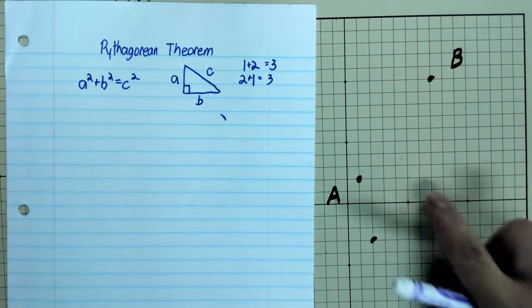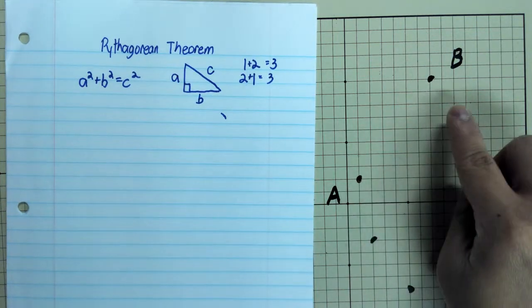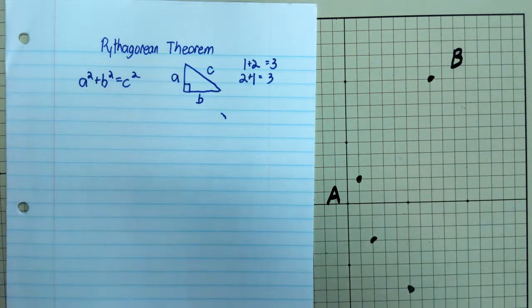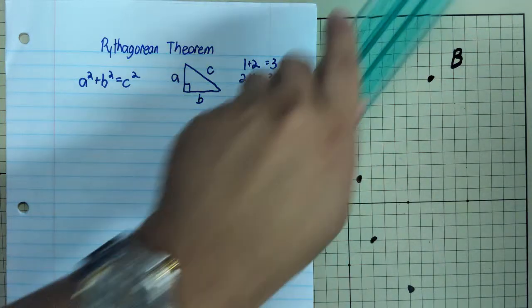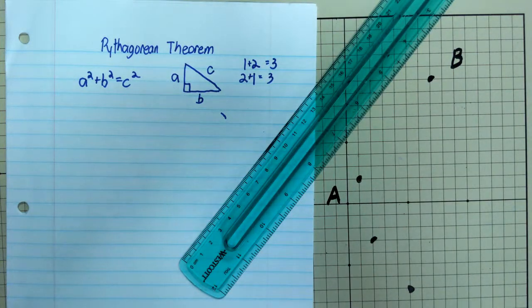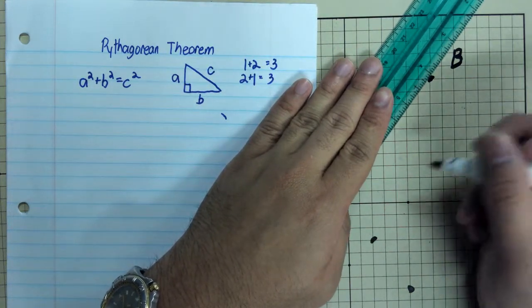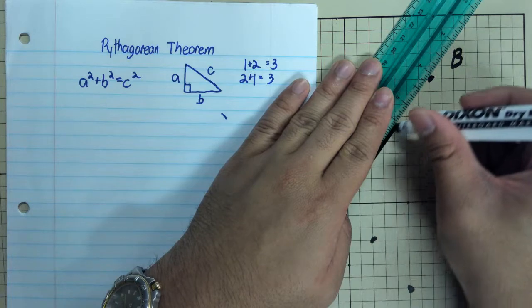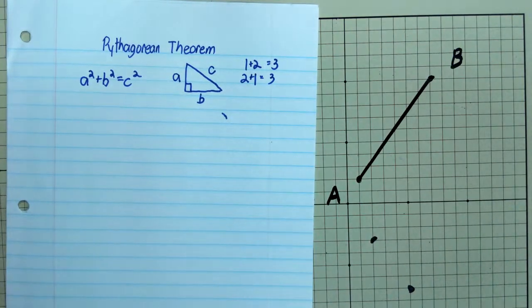So over here on my board, I have an example. I have point A and point B. In geometry, we mostly use the Pythagorean Theorem to find the length of those segments on a grid. So here's A and B. There's segment AB. The question is, what is the length of segment AB?